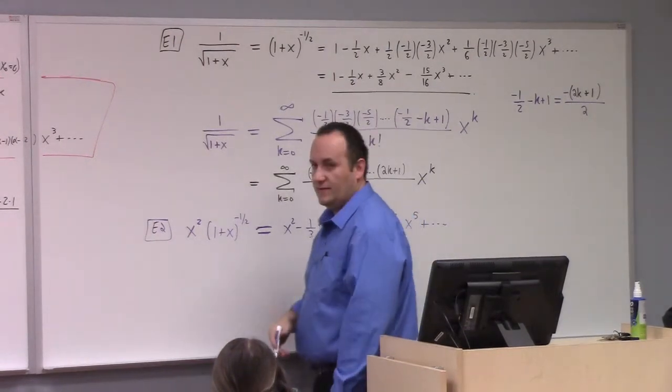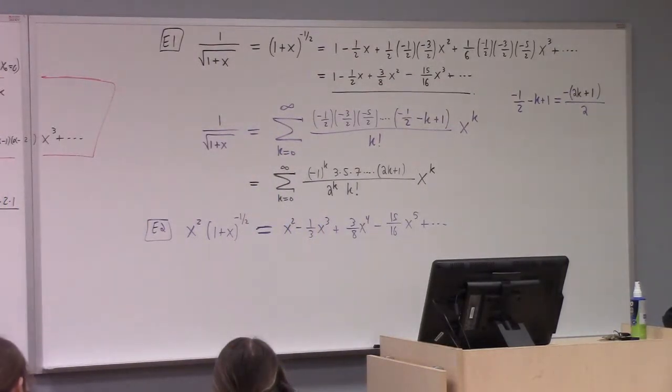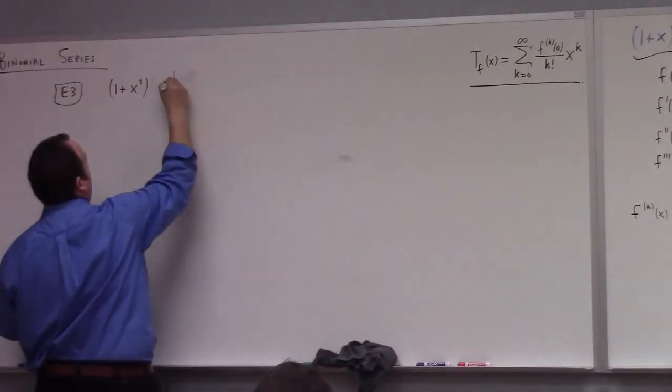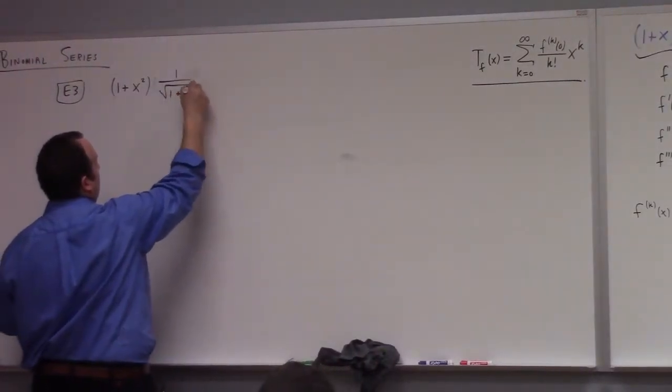All right, so if we have a known series and we just multiply it by x squared, we can do like that. Third example, still relatively simple. What if I had like 1 plus x squared times 1 over the square root of 1 plus x, rather.